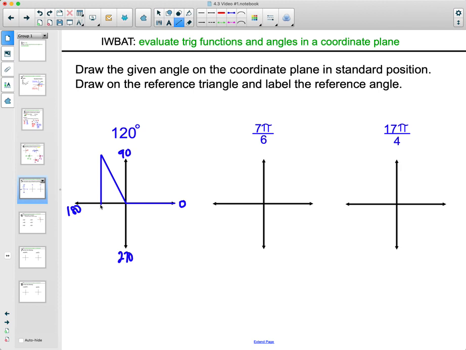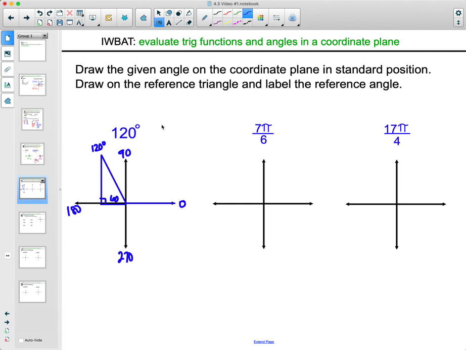Okay, so connect this perpendicular down to the x-axis. So here's your reference triangle right here. You need to have your reference angle labeled. Remember, this was 120 degrees to get here. So how far is it from 120 to 180 for this angle right here? That's a 60-degree angle, one of your nice angles from special right triangles. So this right here is 60.